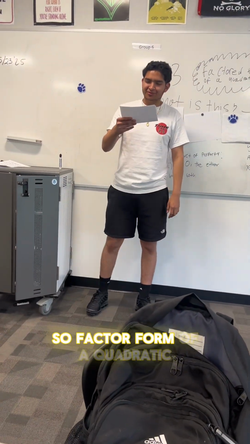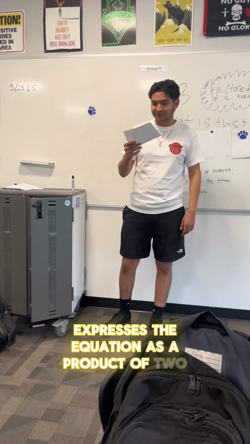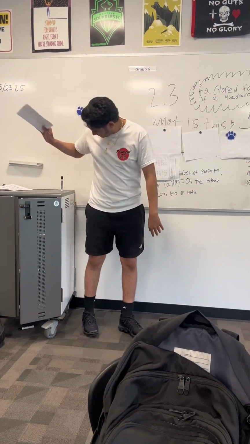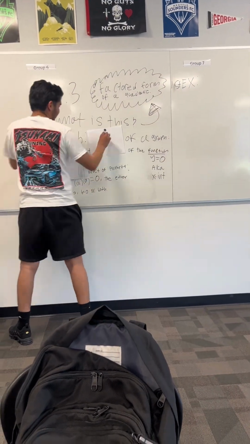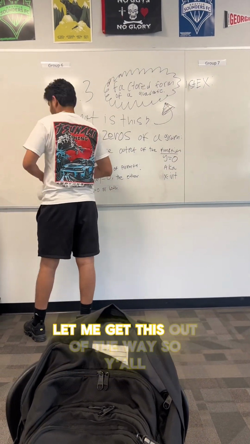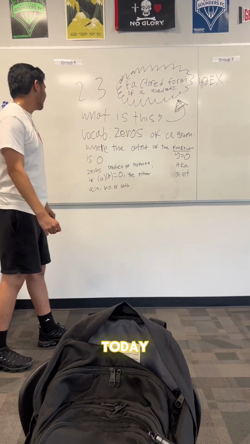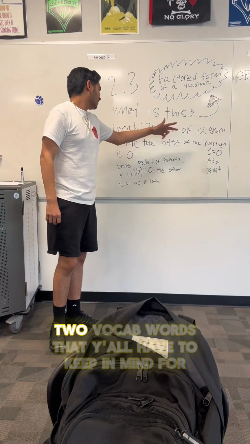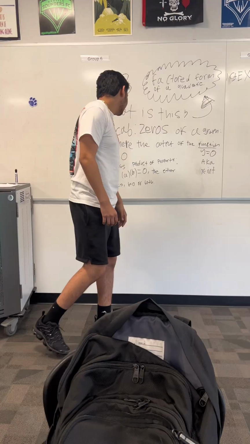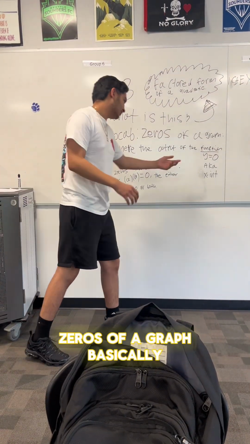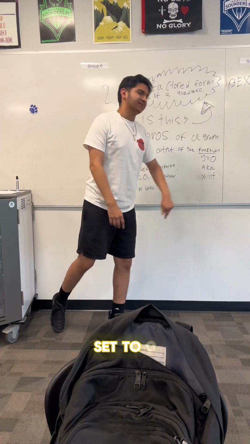So, factored form of a quadratic expresses the equation as a product of two linear factors. Two vocab words that you all have to keep in mind for today's video: zeros of a graph. Basically, this is where the output of the function is set to 0, also known as y equals 0, also known as the x-intercept. Keep that in mind, guys.